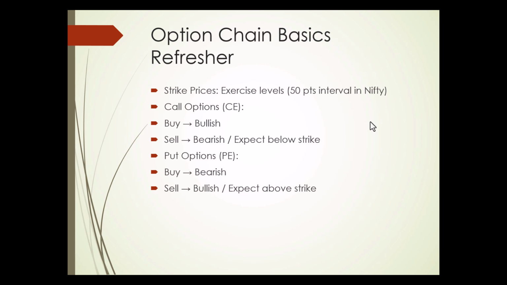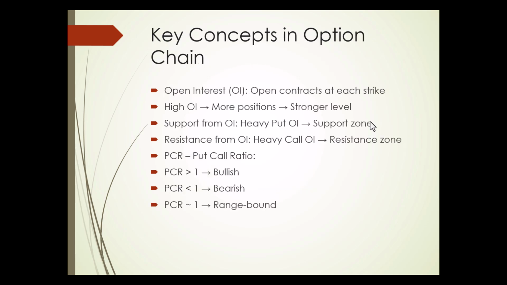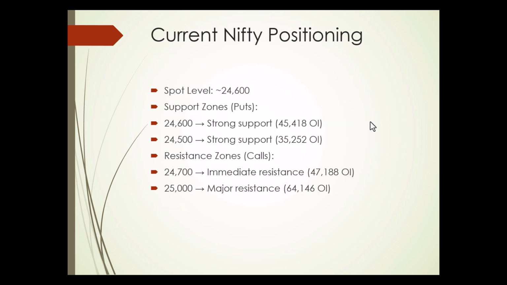Open interest, or OI. This shows how many contracts are open at each strike. Higher OI means more positions are built at the strike. Support and resistance from OI: a high put OI at a strike is a strong support zone, and a high call OI at a strike is a strong resistance zone. PCR, the put call ratio, is the ratio of total put OI to call OI. PCR greater than 1 means bullish positioning, PCR less than 1 means bearish positioning, and PCR around 1 means range bound markets.